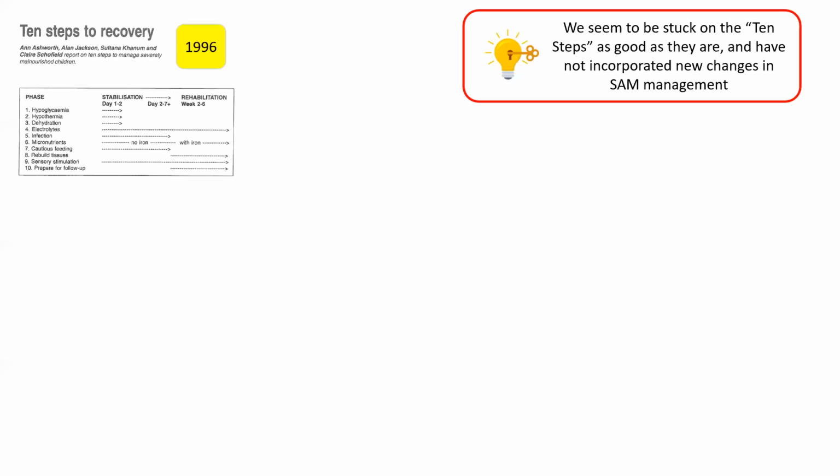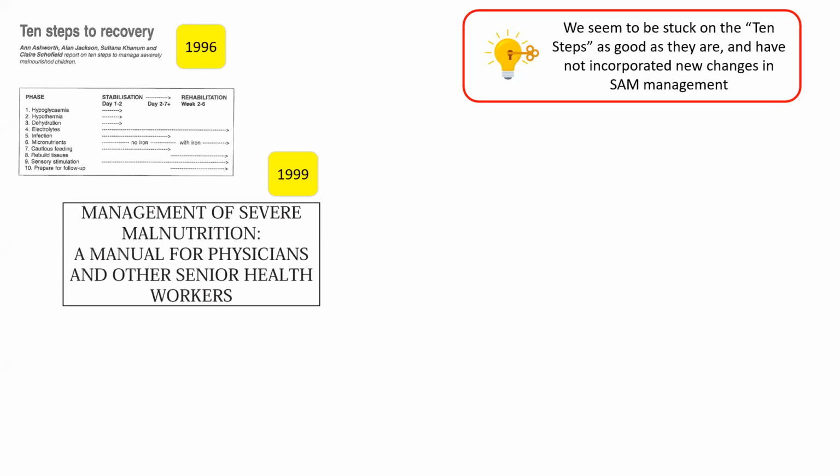Now, in 1996, Anne Ashworth and Alan Jackson published the 10 steps. The 10 steps essentially is a form of a mental representation that assisted health workers in looking at important complications and directed them to appropriate management in children with severe acute malnutrition. And they're quite good, but the problem is we're kind of stuck on the 10 steps and we haven't taken into account the newer developments in malnutrition.